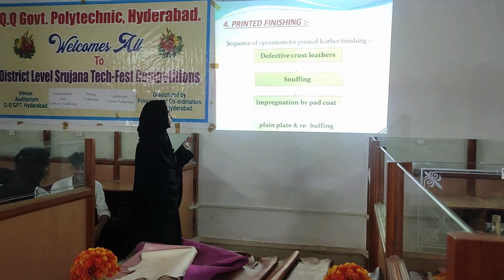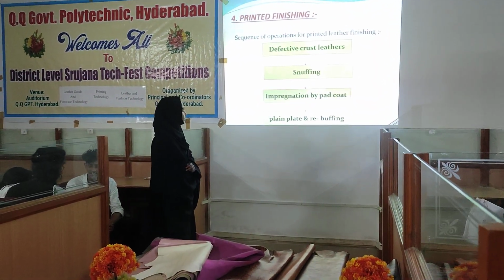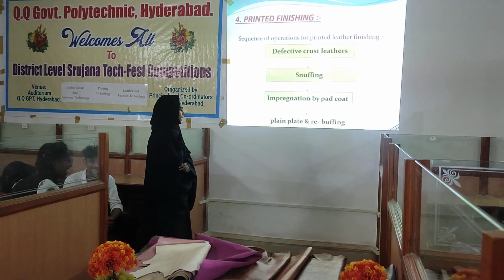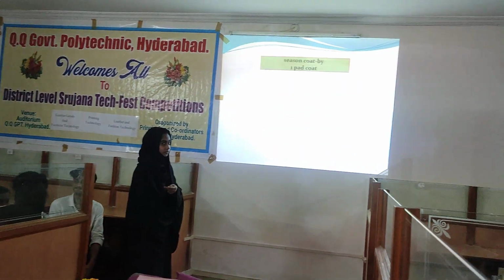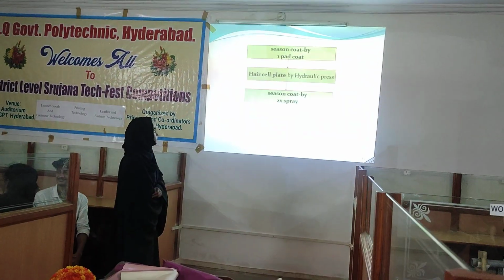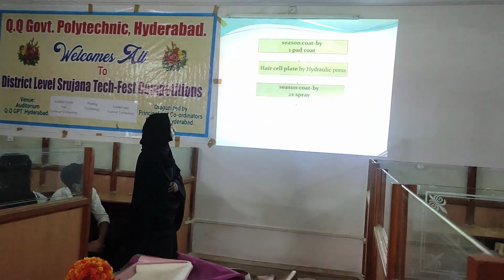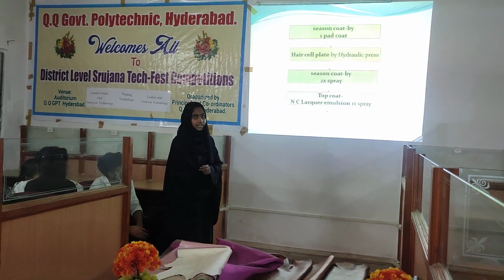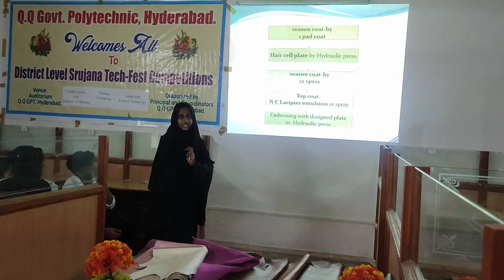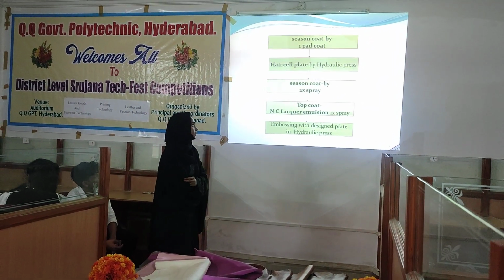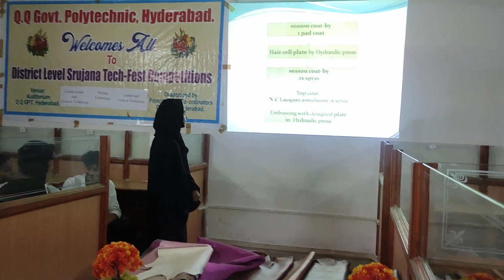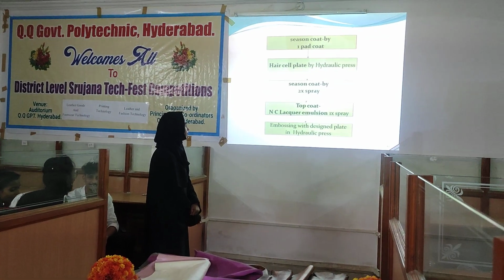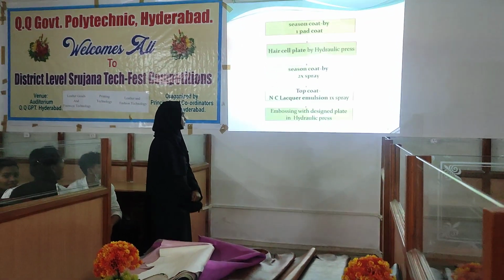First we will take the defective crust leather and do snuffing. After that, impregnation by pad coat. Next, plain plate and rebuffing. Season coat is applied, one pad coat, heads are plated by hydraulic press. As you have already seen, there is a machine by which we can do this. Season coat by 2 cross sprays, top coat, NC lacquer emulsion, 1 cross spray, embossing with design plate in hydraulic press.